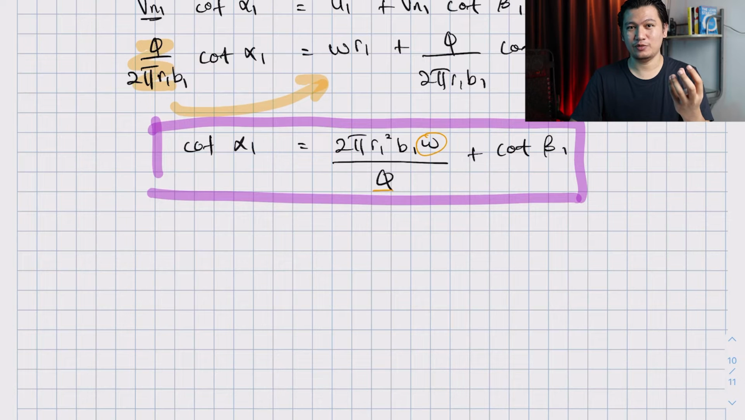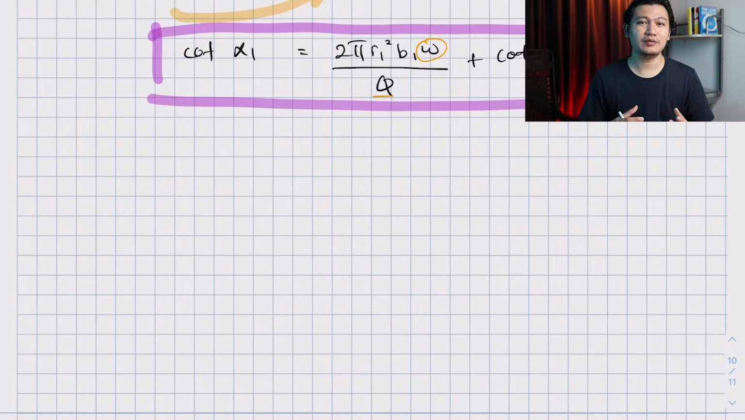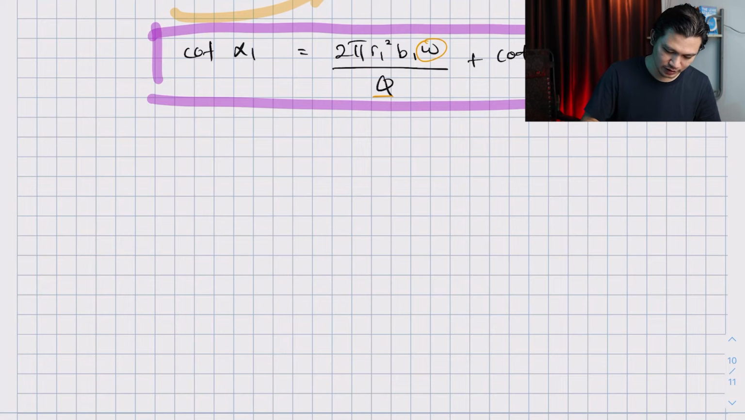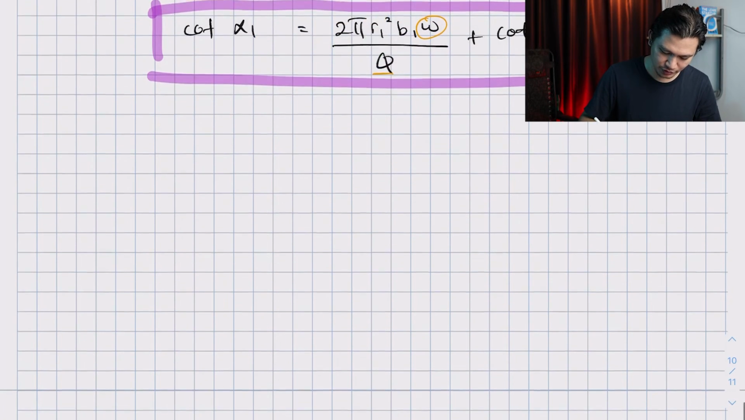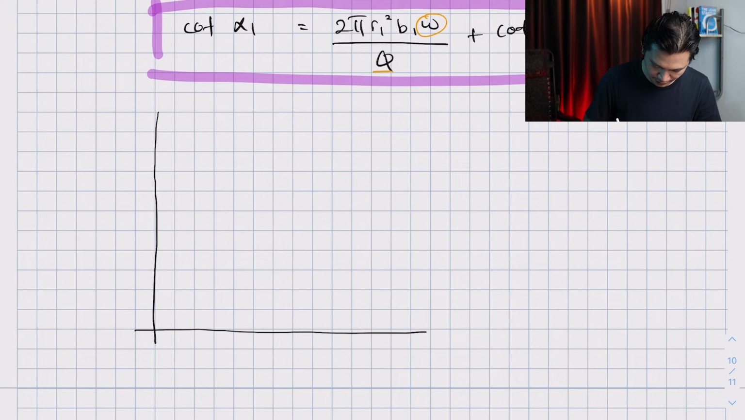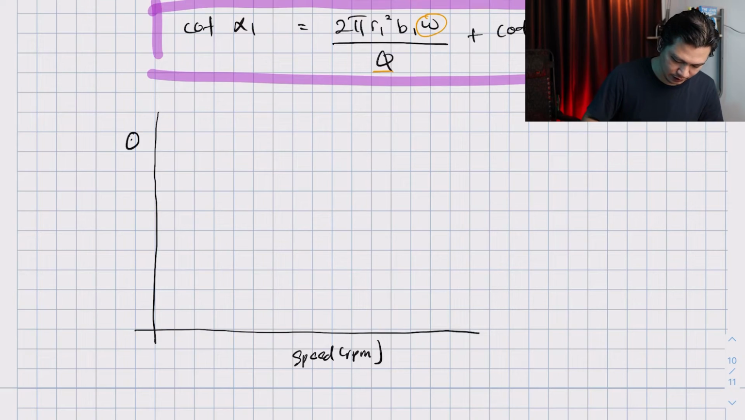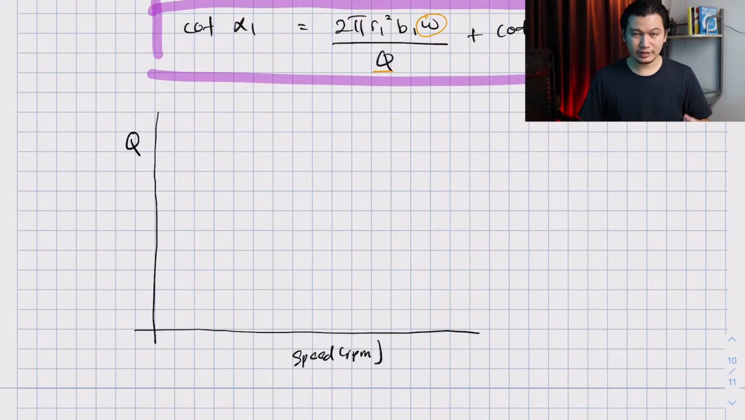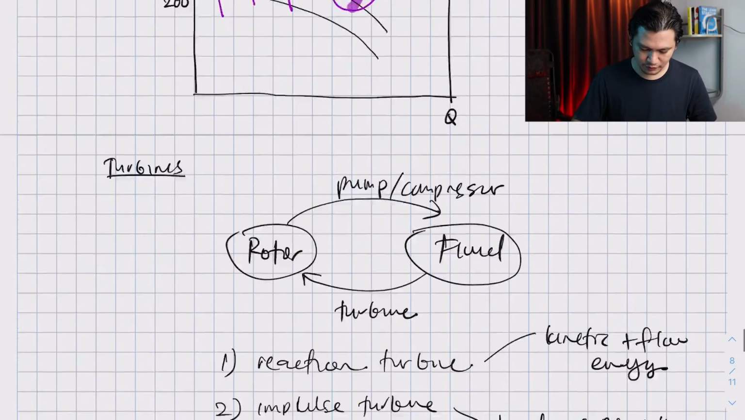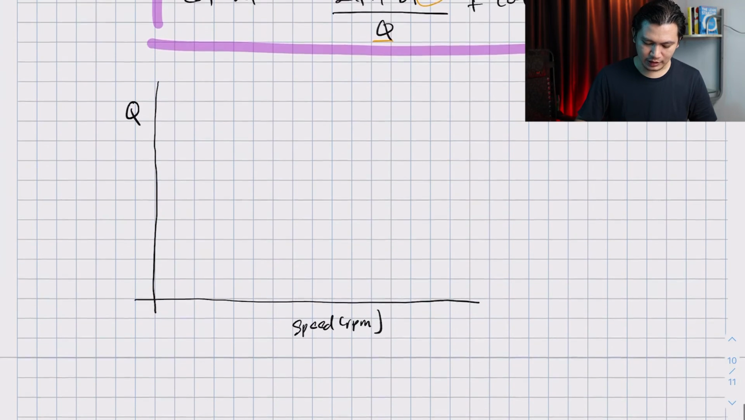So similar with pump, which has the theoretical head discharge curve, turbine also has its own performance curve, and the performance curve for turbine is a bit different than pump. I'm going to draw one curve for you so that you can see. In the x-axis you will have speed in RPM, and in the y-axis is the flow rate. See, it's a bit different than pump. The performance curve for pump looks something like this, but the performance curve for turbine looks something like this.